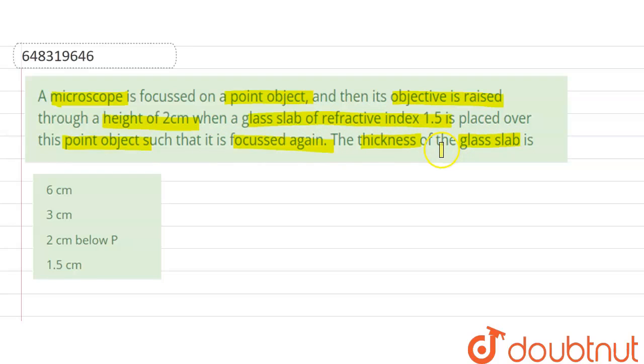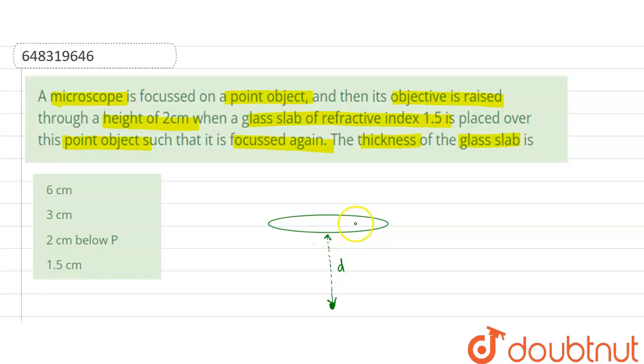Here we have to find out the thickness of the glass slab. It is given that a microscope is focused on a point object. When this is done, then the objective is raised to a height of 2 cm. Now when a glass slab of refractive index 1.5 is placed over the point object, it is focused again. So we have to find the thickness. Options are 6 cm, 3 cm, 2 cm, and 1.5 cm.